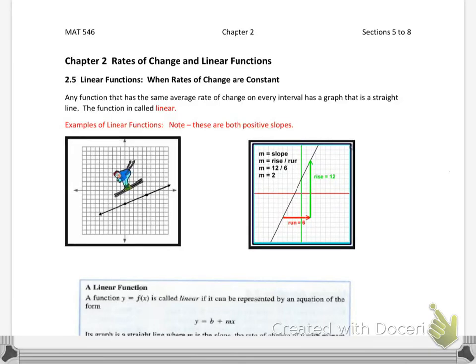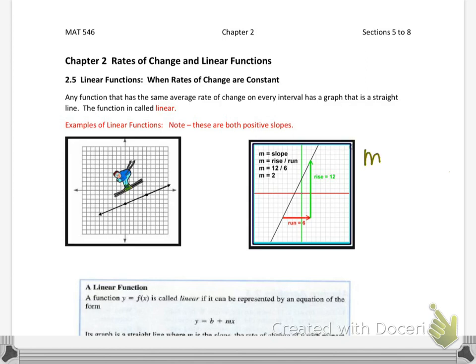Okay, as we continue in Chapter 2, section 2.5 is all about linear functions. When you have a linear function, the rate of change is a constant. So the rate of change is your slope. Here's a skier going downhill. To calculate that slope, you would do rise over run. So we're going to talk about that formula.